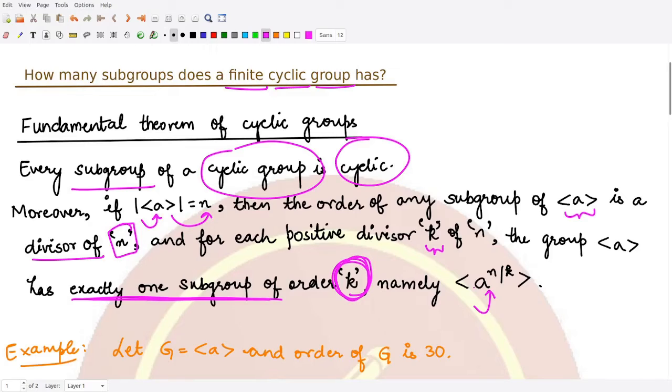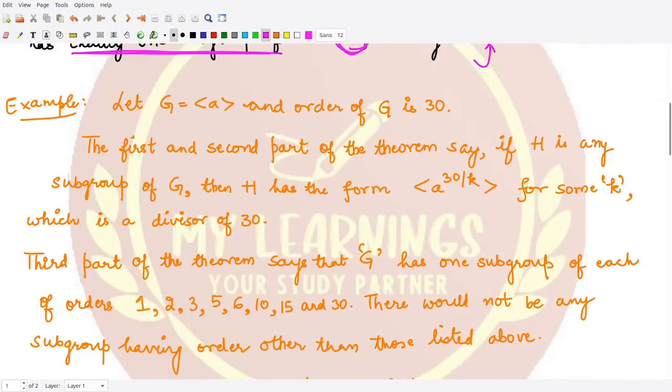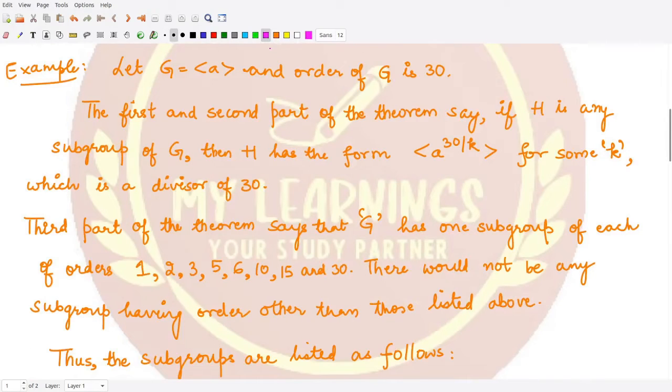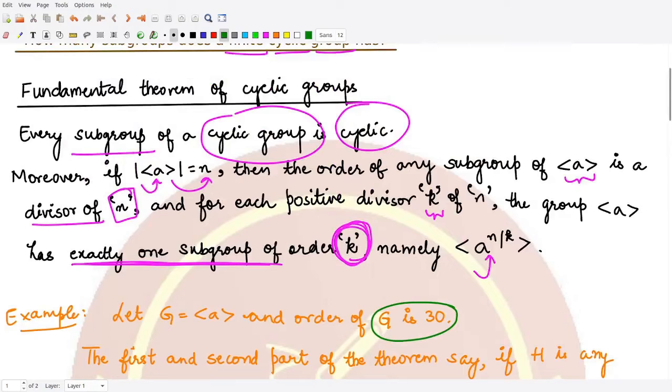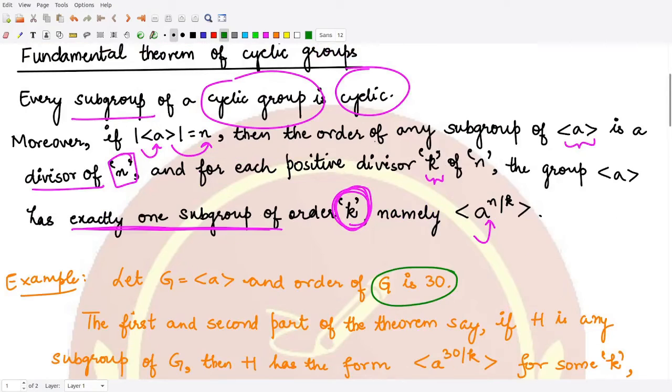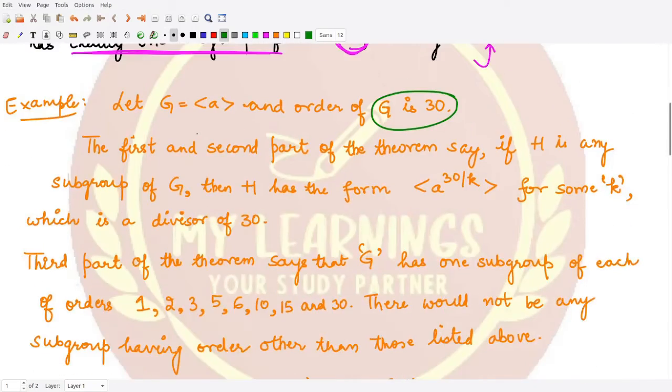Okay, so to understand this result, let's move forward and see this example. In this example, G is the group which we are calling a cyclic group, and it is generated by the element A here. We are assuming that the order of this group is 30. Then according to the first part of the theorem, all the subgroups would be cyclic in nature, and by the second part, all the divisors of n would form a subgroup of this group, right?